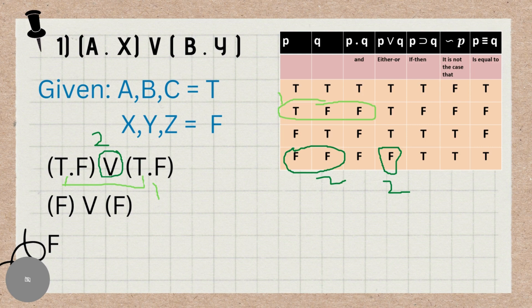The next thing we have outside of the bracket is the disjunction, which is connecting both the values. So F disjunction F. If you take a look at the table for the second step, F V F: if P value is F and Q value is F, then P disjunction Q is F. So the answer we get is F. So the truth value of this argument is false.